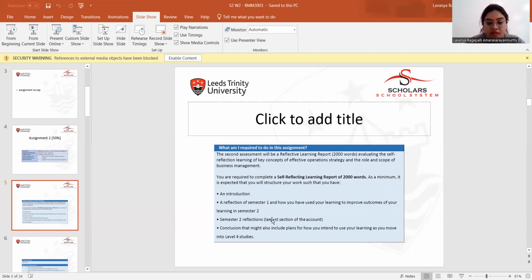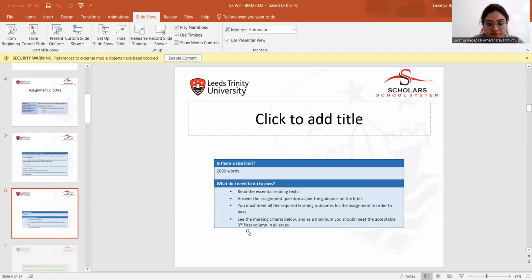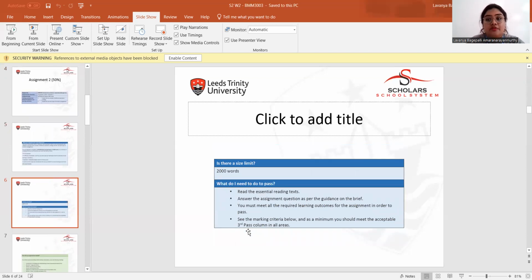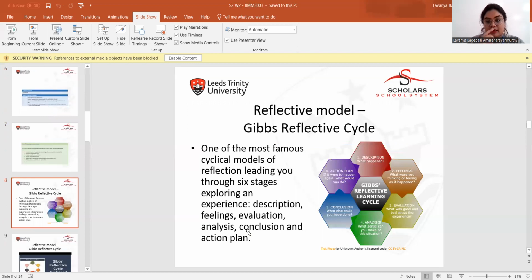And these are the main key topics that you have to include in the assignment, that is an introduction, reflection of semester 1, reflection of semester 2, and conclusion. But make sure you give more weightage to reflection of semester 2, and the word limit is 2000 words. Yes. So this is going to be one of the important topics that we are going to learn in today's session, that is the reflective model, Gibbs reflective cycle.